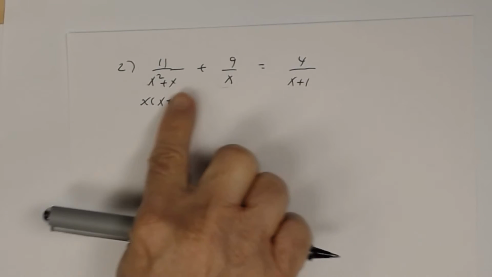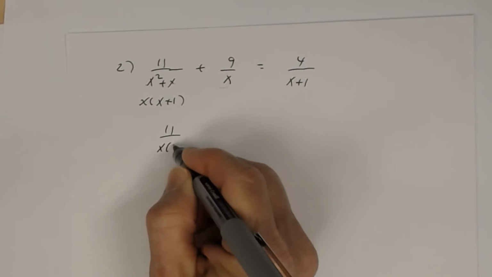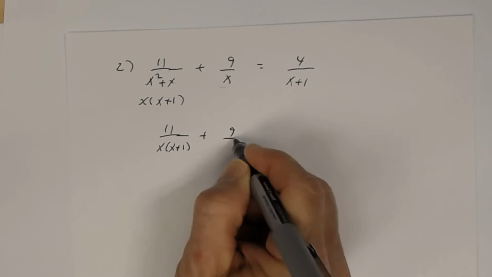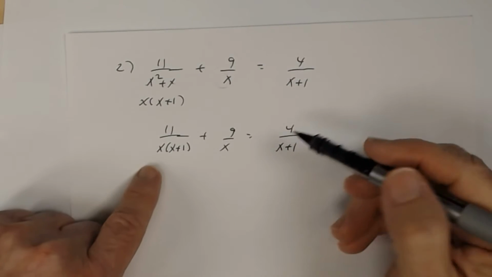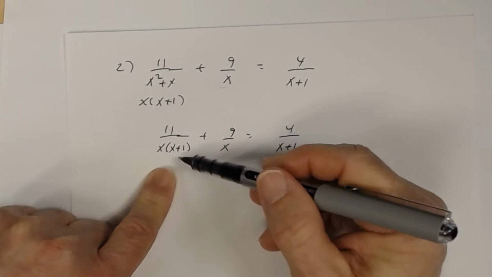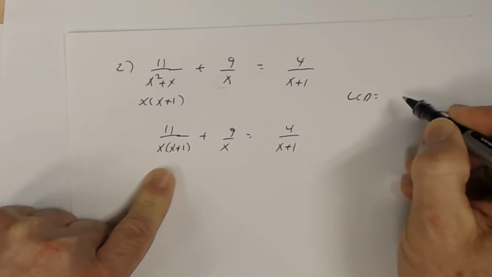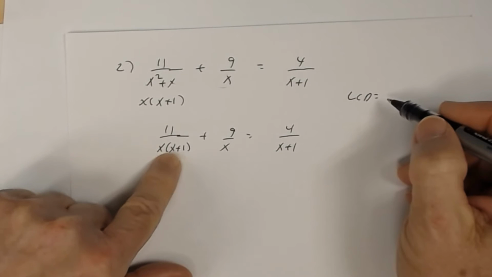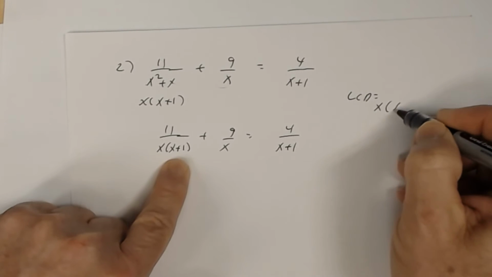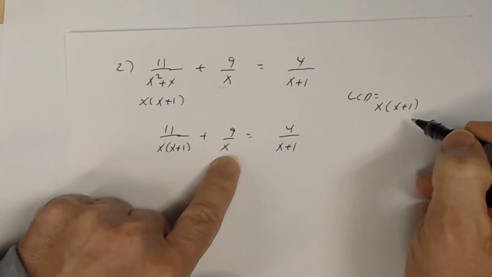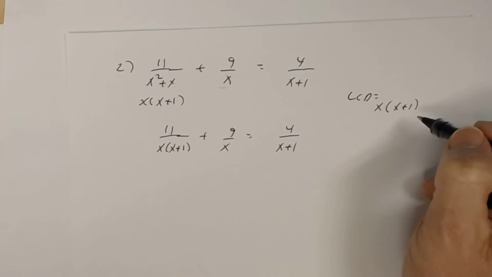Okay? So I'm going to go ahead and rewrite this like this now. So I'm going to say 11 divided by x times x plus 1, plus 9 divided by x, equals 4 divided by x plus 1. Okay? So make sure you rewrite your denominators in factored form, because that's going to be important when you multiply by the LCD. So now the LCD, remember, has to include every factor you see. So if we start with the first denominator, I have a factor of x, I have to use it. I have a factor of x plus 1, I have to use it. See how that looks? I have a factor of x, I already have it. I have a factor of x plus 1, I already have it. So there's your LCD.